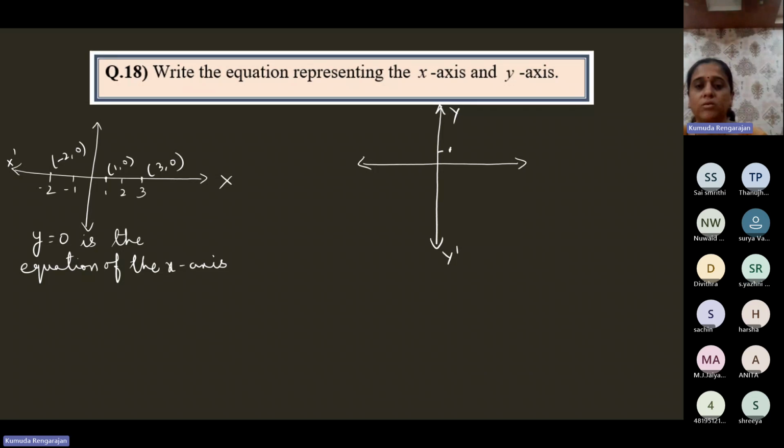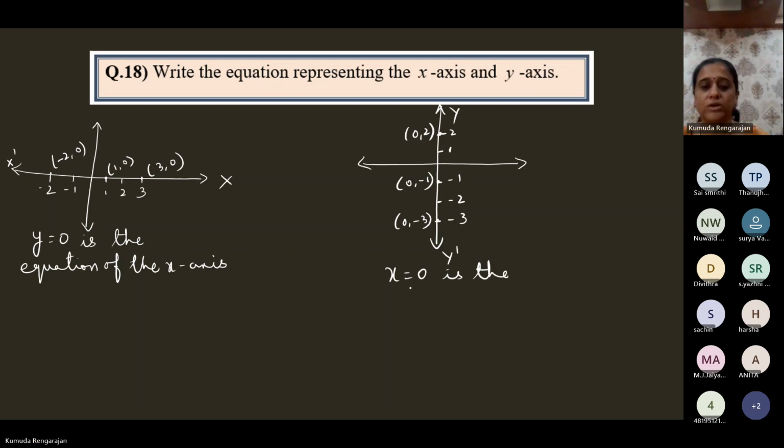Okay. So 1, 2, -1, -2, -3. So the address of this point is (0, -3). The address of this point is (0, -1). The address of this point is (0, 2). So x is equal to 0. X is equal to 0 because on the y-axis, x is always 0. X is equal to 0 is the equation of the y-axis.